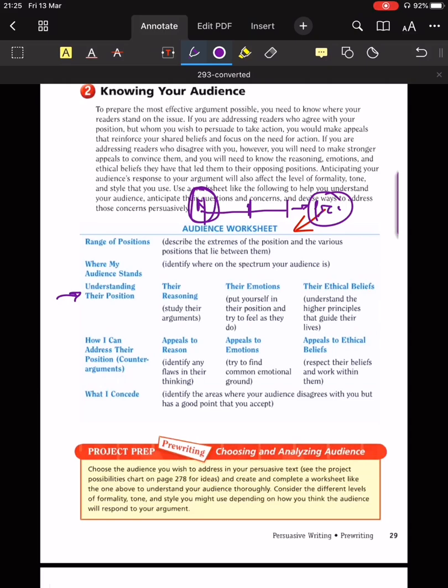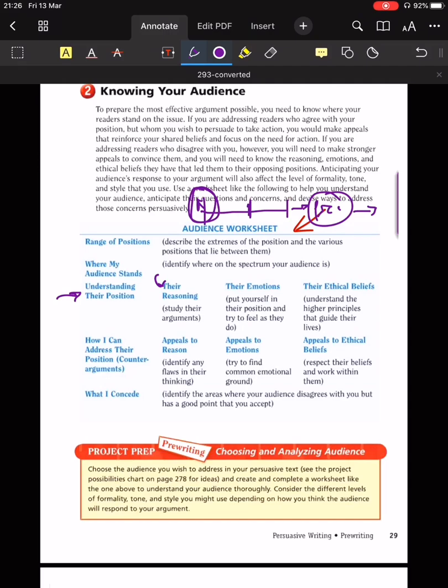Wherever they fall, now you have to think, or you have to put yourself in their shoes. You have to understand, why do you think they like that? For example, I believe that students would love to stick to the idea of a free dress code for everybody because they get to express themselves. Okay, so I understand that this is their reason.